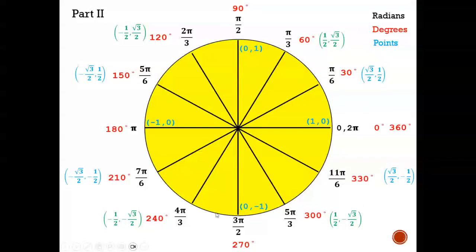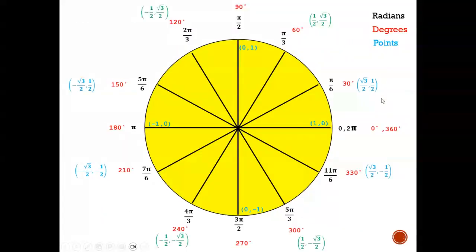Okay. So that's, again, the second part of the unit circle, looking at dividing it in radians by sixes or in degrees by 30 degrees and filling in the appropriate point values.